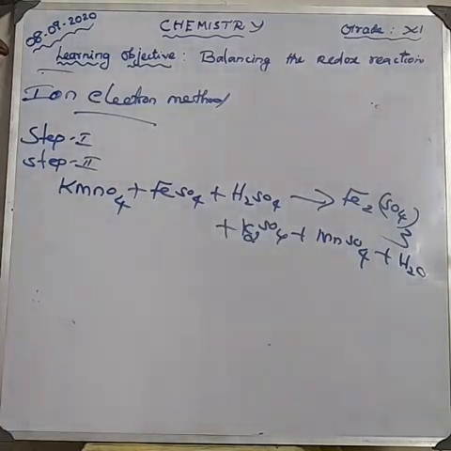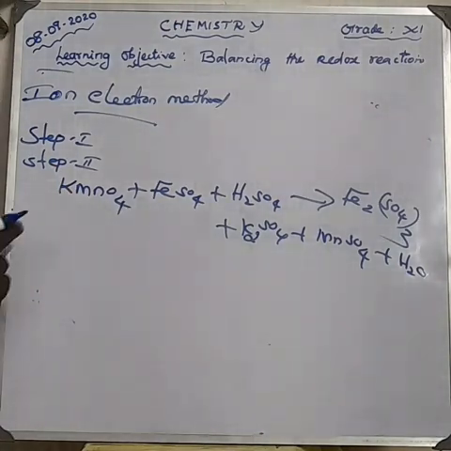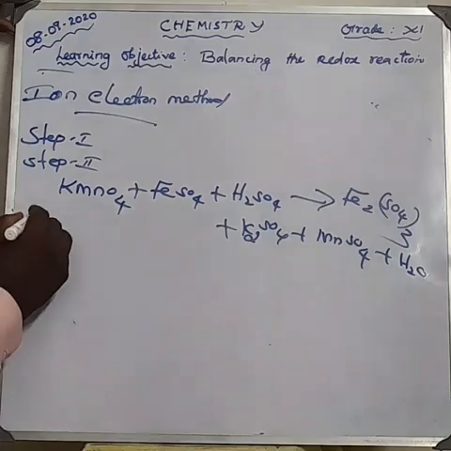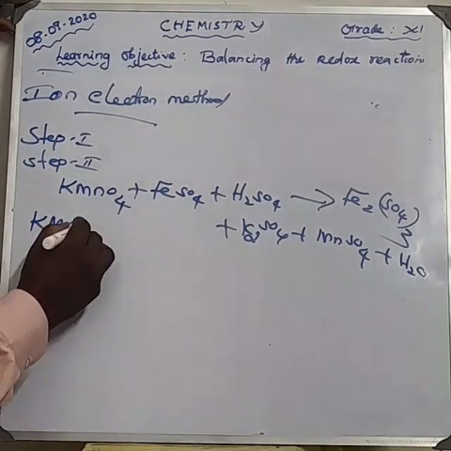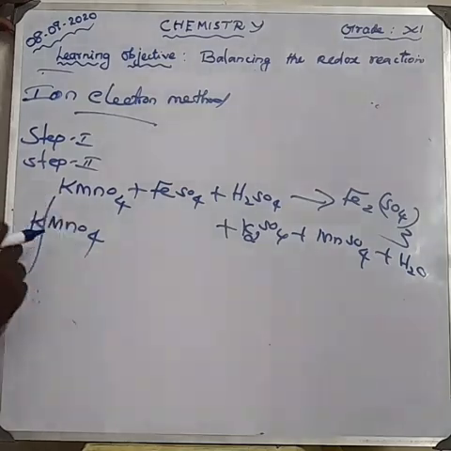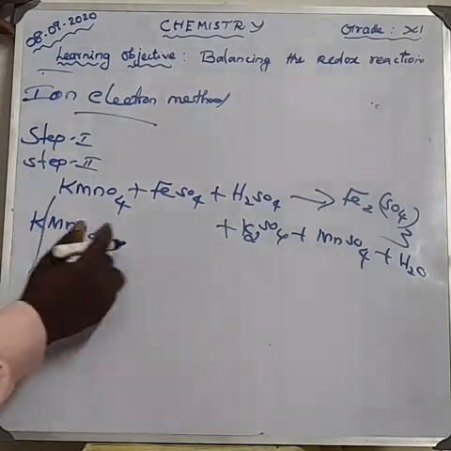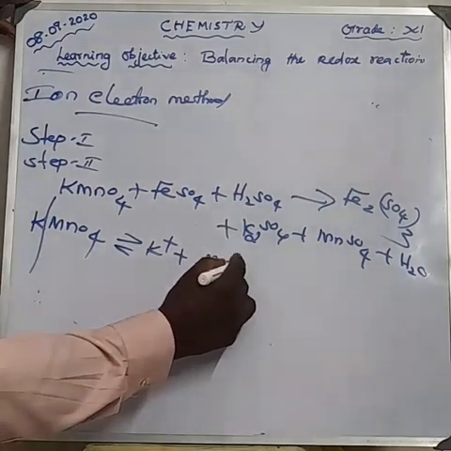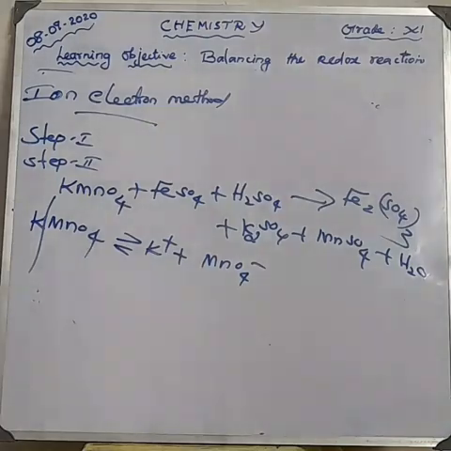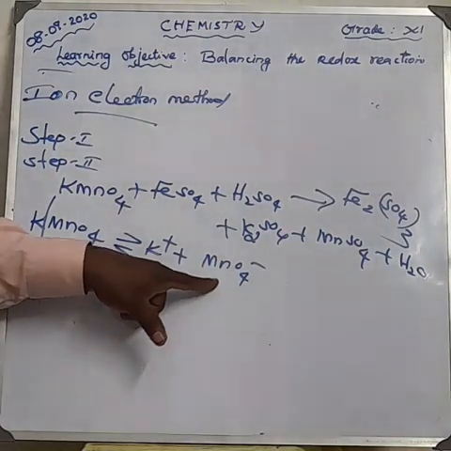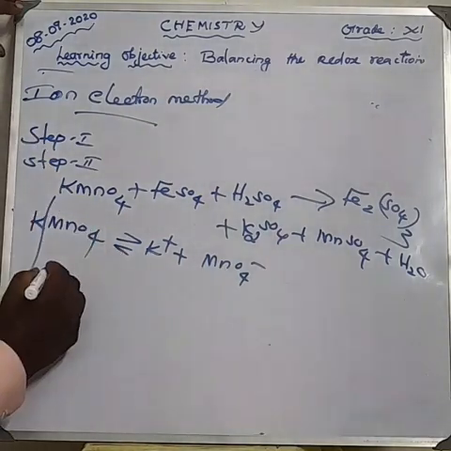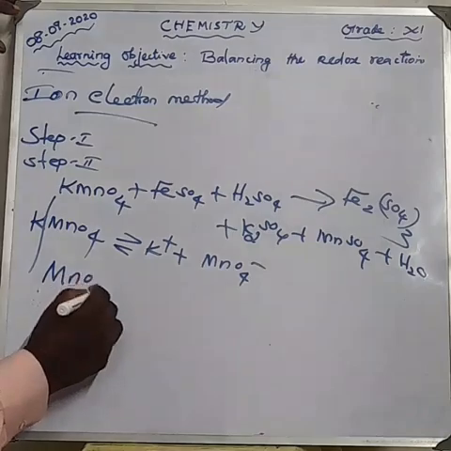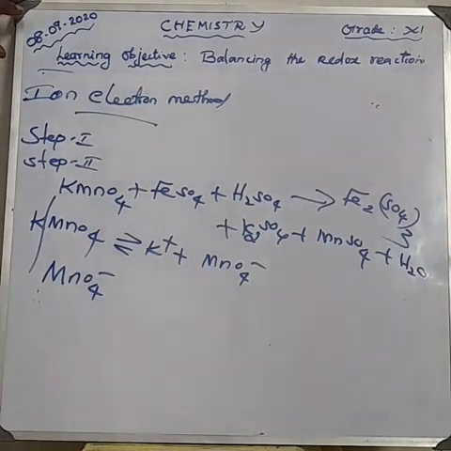Okay. The ionic form of this reaction. What is the ionic form of the reaction? This is very important. How will you write the ionic form of the reaction? Here, potassium permanganate KMnO4 can be written in ionic form as K plus and MnO4 minus. This is the ionic form. Okay, we are taking only MnO4 minus. First reactant is MnO4 minus.